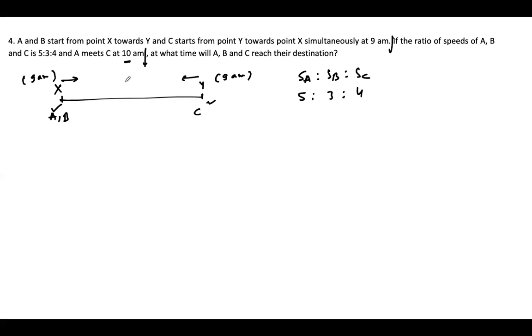Stop right there. Let's say this is the midpoint. Where are they going to meet? To the left of this midpoint, or to the right? They're going to meet to the right. Why? Because A has a greater ratio than B and C. The speed of A is greater than the speed of C, hence they are going to meet at the right. Let's say they are meeting here.